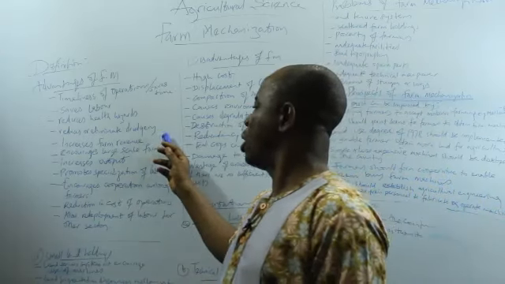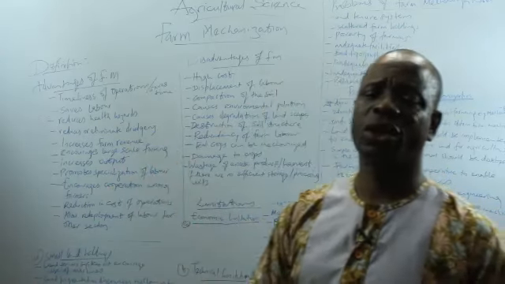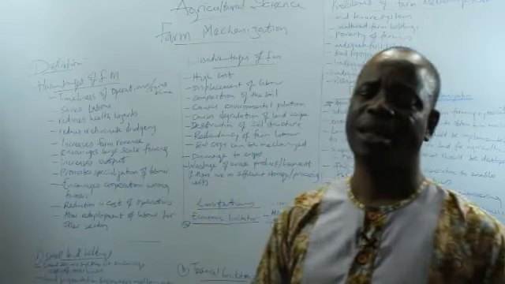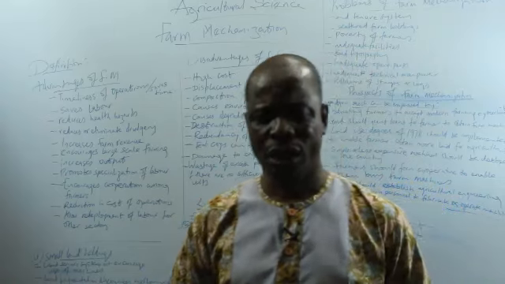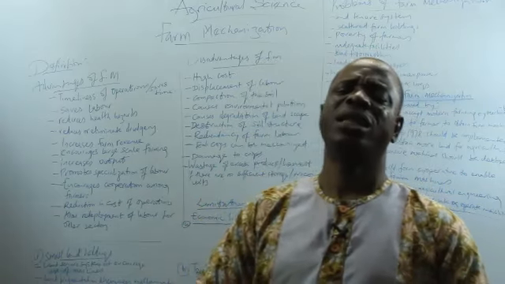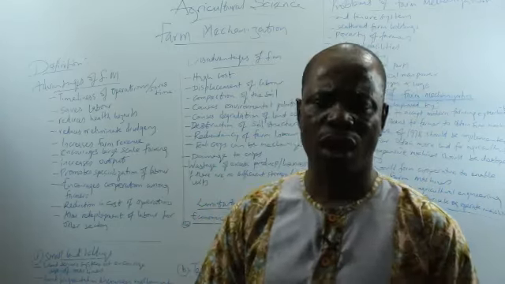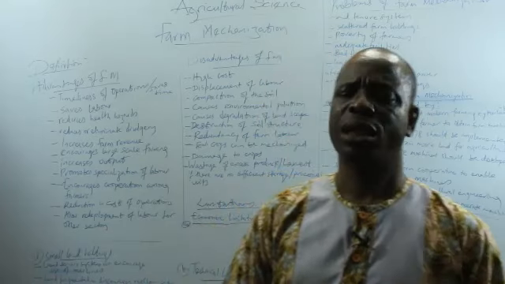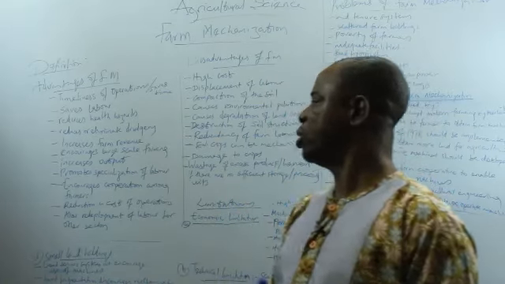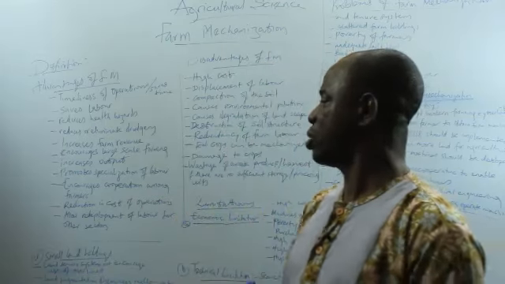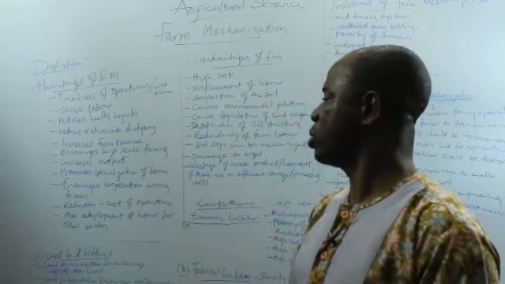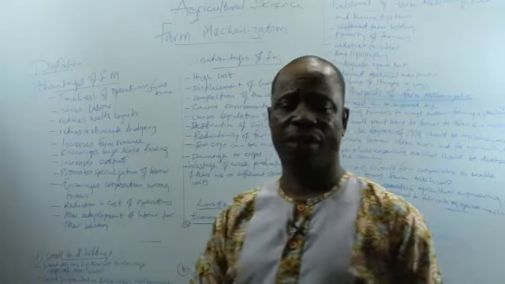Then it reduces or eliminates drudgery. Drudgery is slackness in work. Sometimes farmers appear tired and bored, and so they are slow to work. They are not apt to it. But with the use of machines, drudgery is removed, boredom is removed. Farm mechanization helps to eliminate or reduce drudgery in farm work.